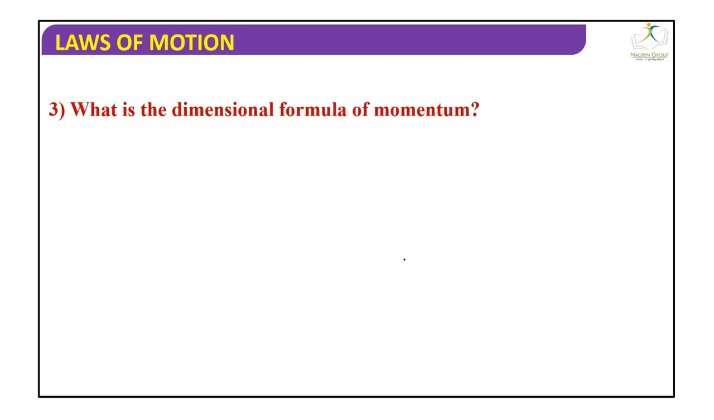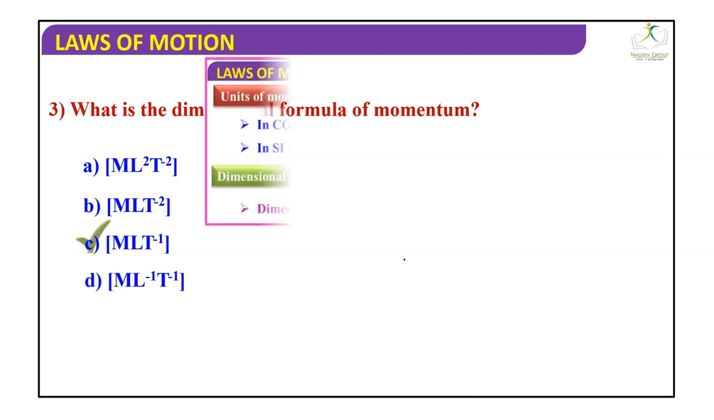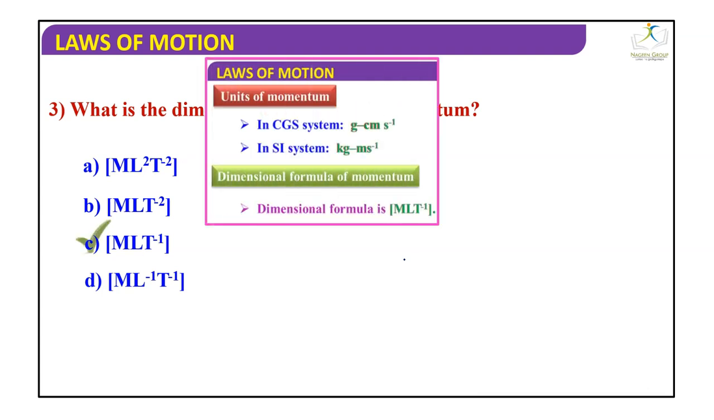Third, what is the dimensional formula of momentum? ML to T minus 2, MLT minus 2, MLT minus 1, or ML minus 1 T minus 1. Students, I think you know about that because we did it earlier. So the correct answer is C, MLT minus 1. Here is a little demo of that.